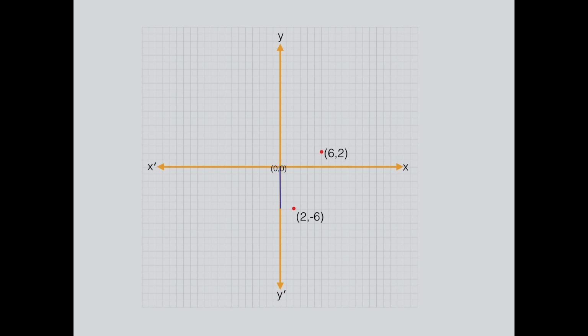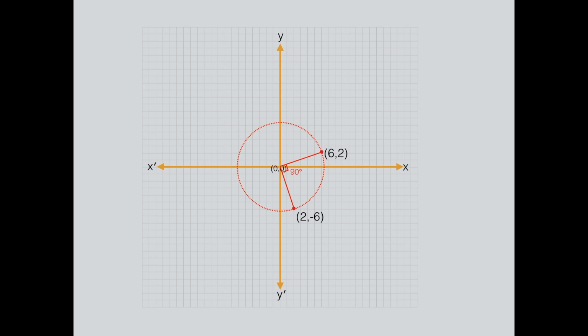to 2, negative 6. How does that work? Well, let's put this line back, and let's draw a latch from 6, 2 to this line, another blue line. And now let's rotate this line 90 degrees clockwise. And as you can see, it ends up at 2, negative 6. In fact, in order to prove that this is 90 degrees, we can draw lines between them, and as you can see, the angle here is 90 degrees. So it has been proven that we have actually rotated this 90 degrees.